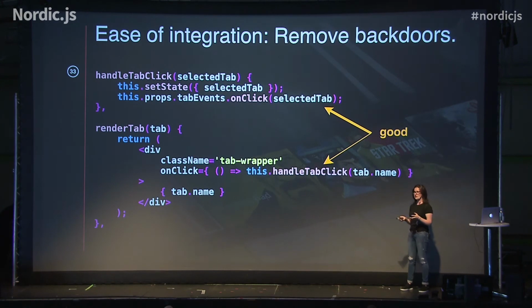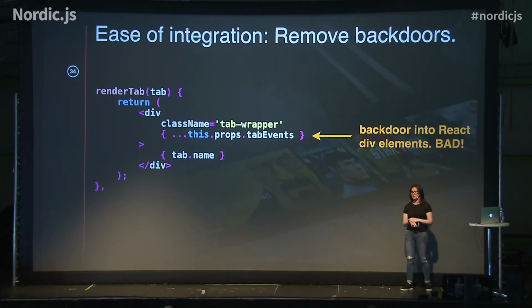And so we'll set the state. We want to keep track of the currently selected tab, but we'll also call an on-click handler that was passed into us on a tab events prop from the parent. Another way to implement this in ES6, for example, would have just been to use the spread operator and pass the tab events prop, attach it to the React div.